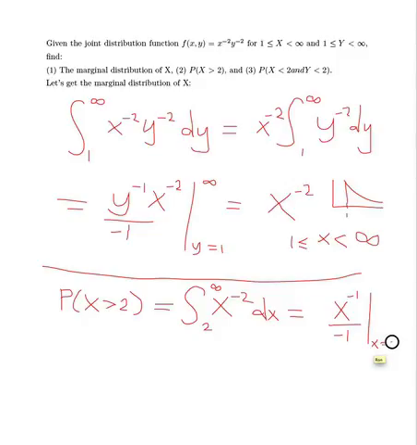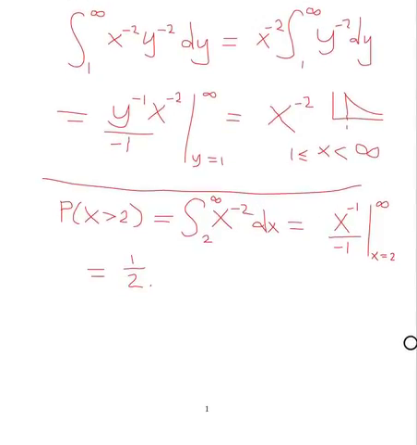Okay, 2 to infinity. Here we go. When I plug infinity into this, I get 1 over infinity, which is 0. Then I subtract minus 1 times plugging in 2 into this, so that's 1 over 2. So that ends up being 1/2, and that's the answer. So the probability for this joint distribution that x is bigger than 2 is equal to 1/2. Okay. Let's now do something a little fancier.